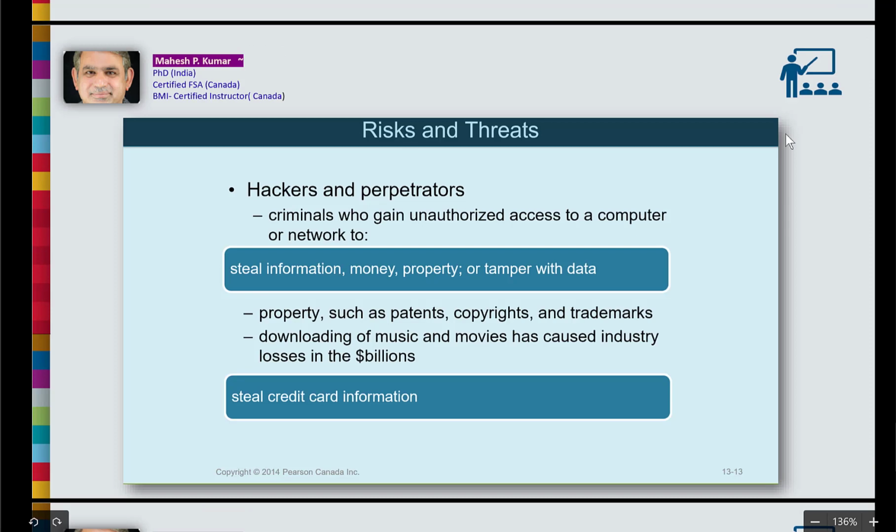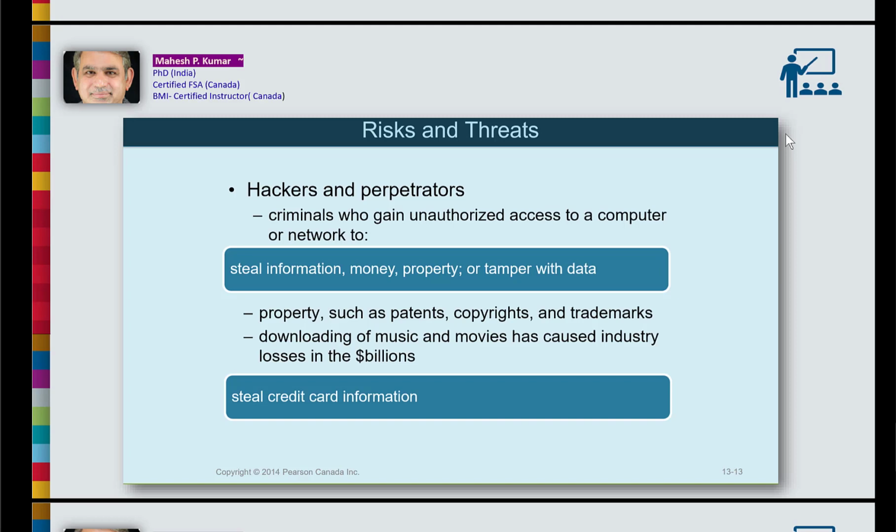So far we have talked about the good things, the benefits of information systems and information and communication technologies. But there are some risks as well, some threats as well. When you set up your business and your own information system, whether it is a transaction processing system or any other system, you will have to make sure that your system is protected. There should be no threats from hackers or perpetrators who are trying to get unauthorized access to your system.